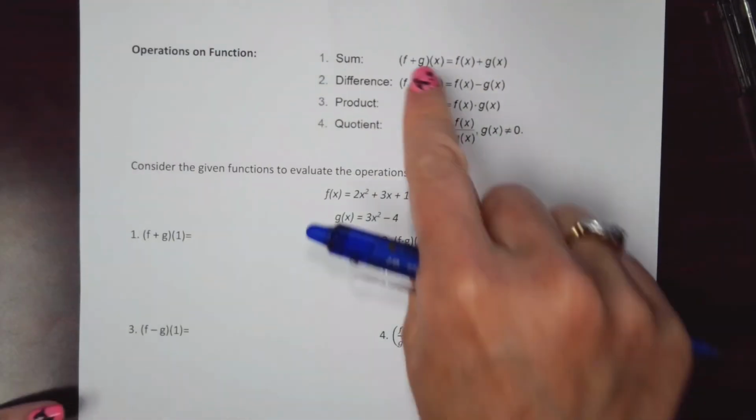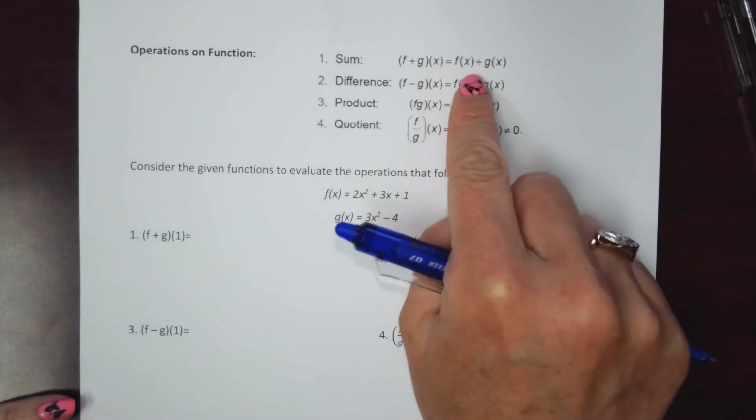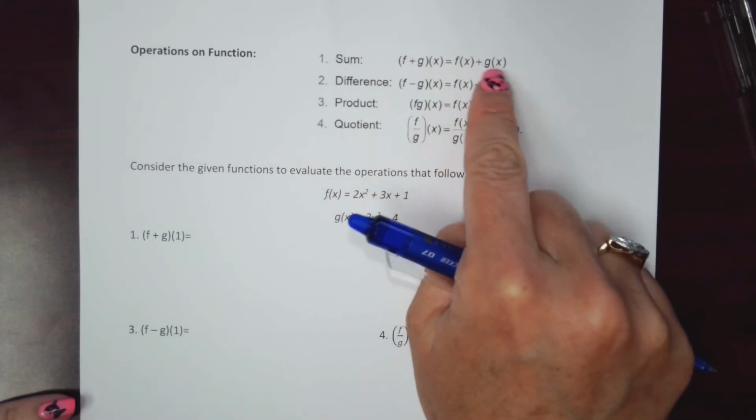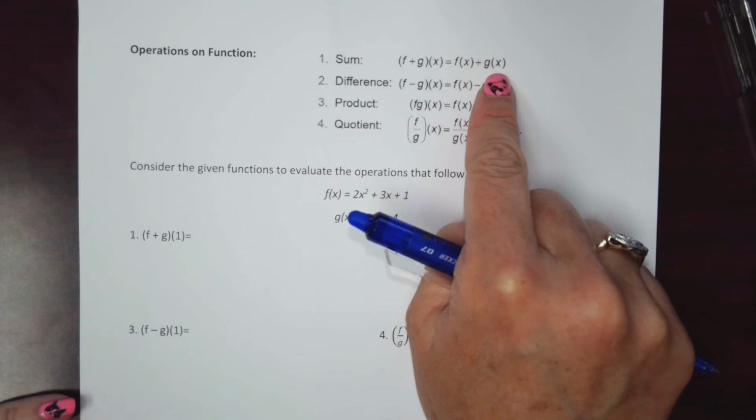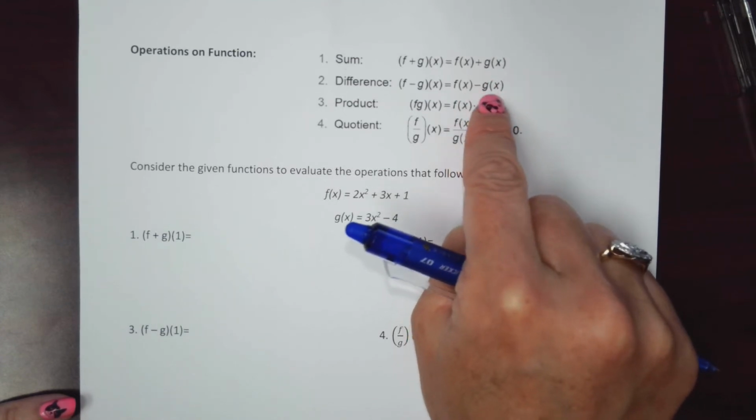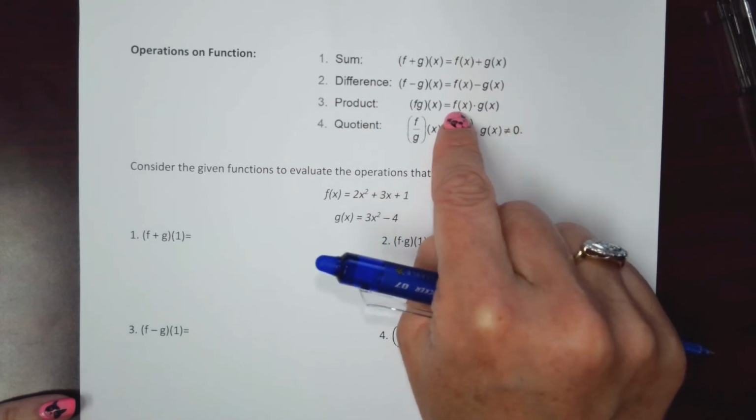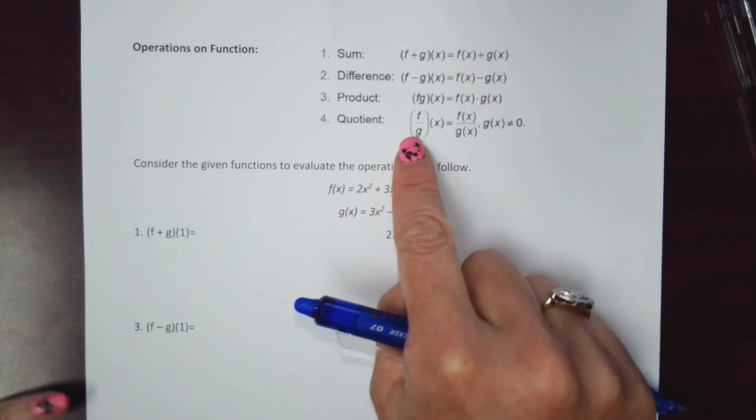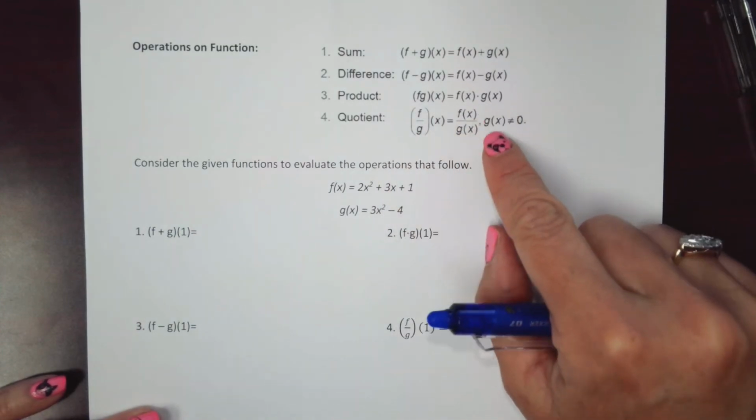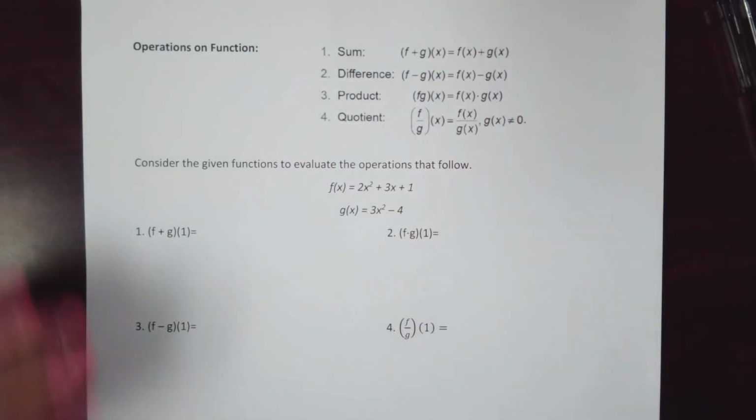Now, if we are told to add two functions together, that's all we're doing. We're taking the two functions and adding them together in such a way that we combine like terms. Subtracting, same thing. Order matters with subtraction. Multiplication, multiply one function times the other. Division, one function becomes the numerator, the other function becomes the denominator.